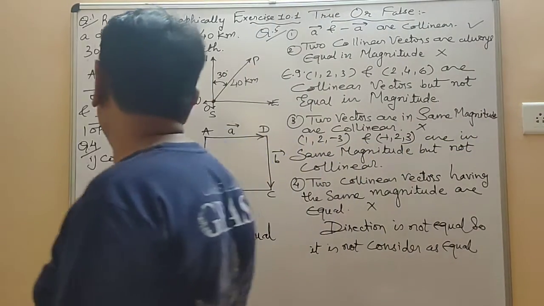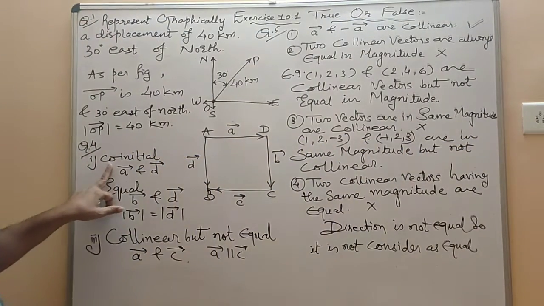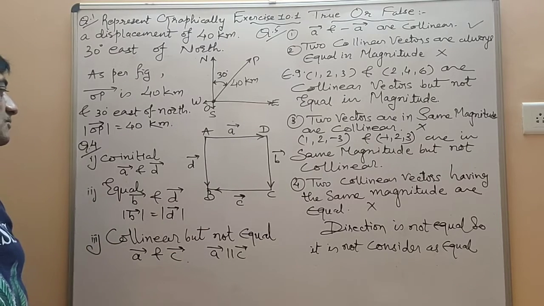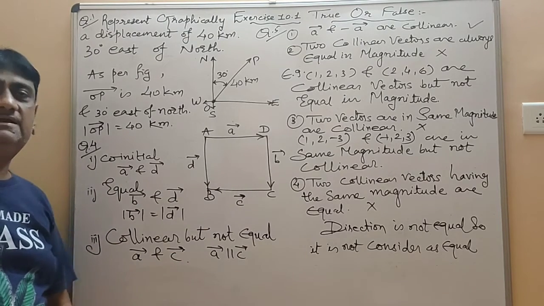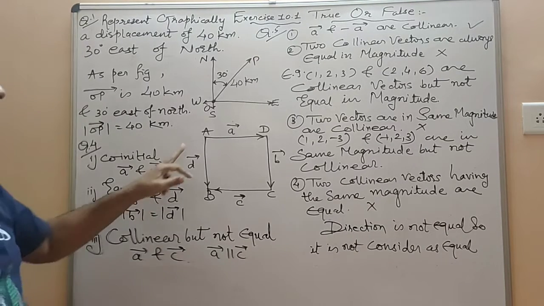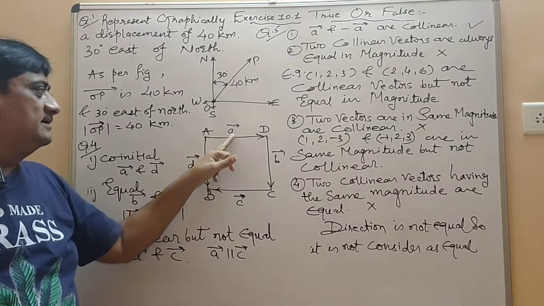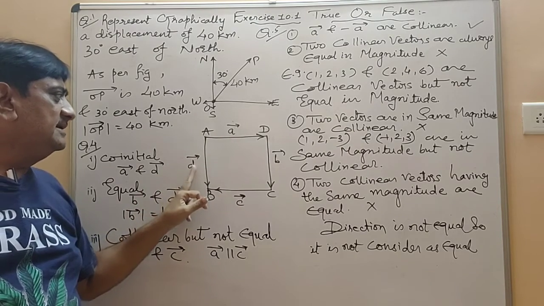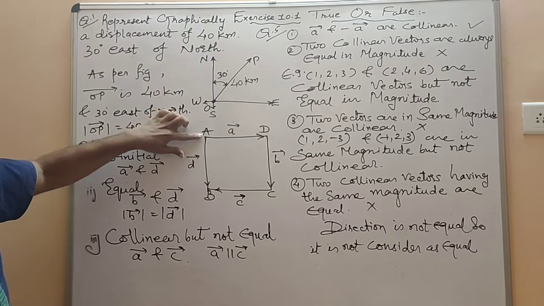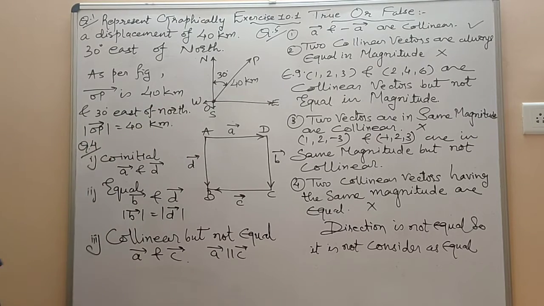So first question is co-initial. As per this figure, which vectors are co-initial? Co-initial means its starting point is fixed. Starting point is same. The starting point is capital A. So vector A and vector B are co-initial vectors because the starting point is A, which is fixed.